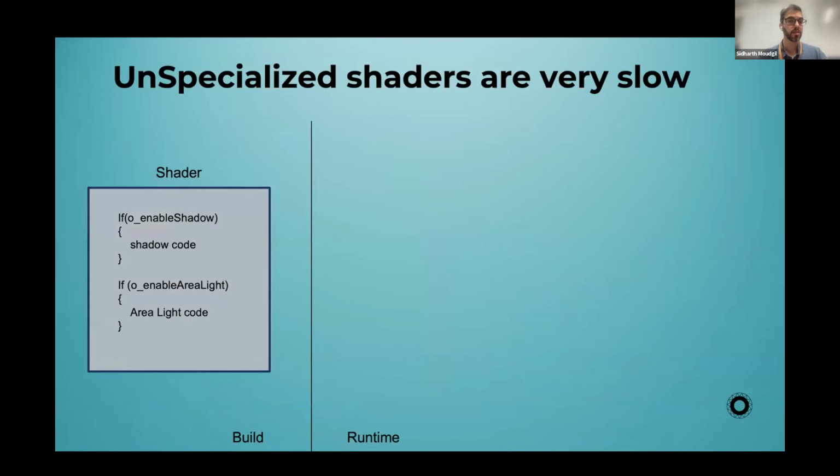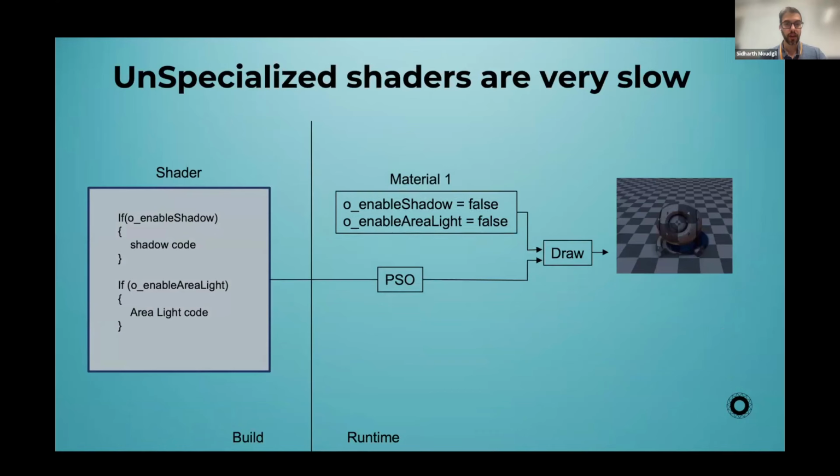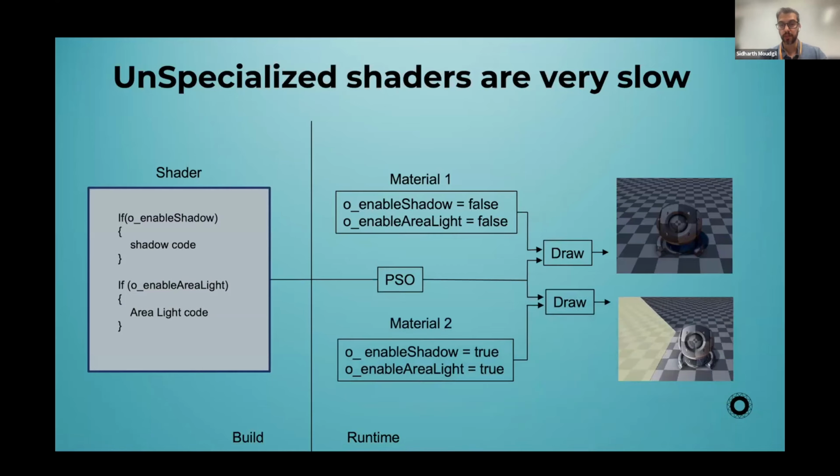So why is the shader slow? Say you have a shader with two features wrapped by a shader option Boolean. Currently, one shader results in one PSO. PSO is a pipeline state object. It is essentially a compiled version of the shader that we give to the GPU to then shade the pixels. If you have two materials, they will provide either true or false for the Boolean, and based on that, the GPU will execute and render the pixels.